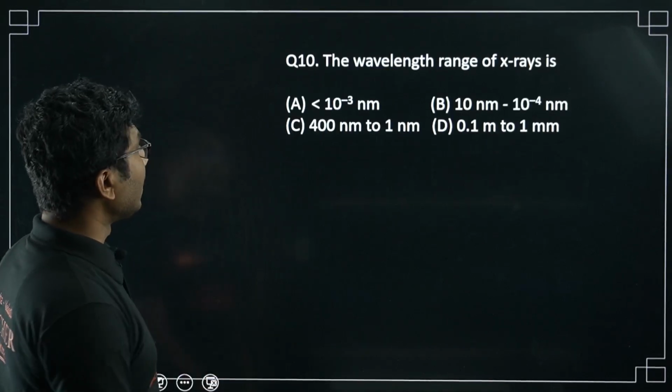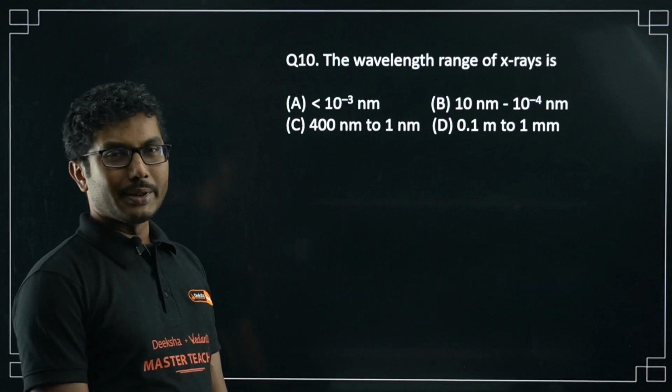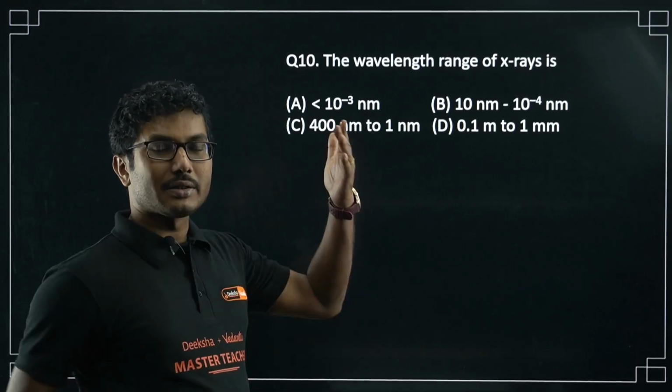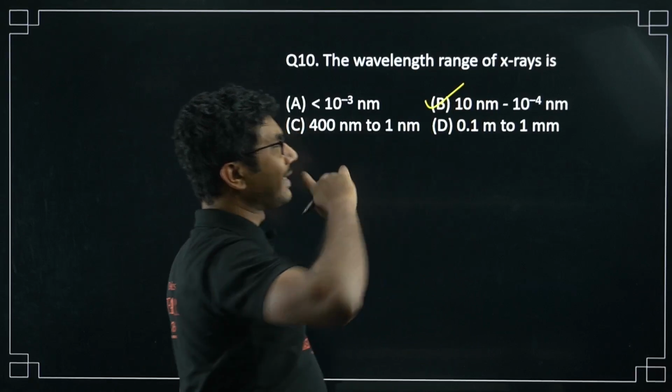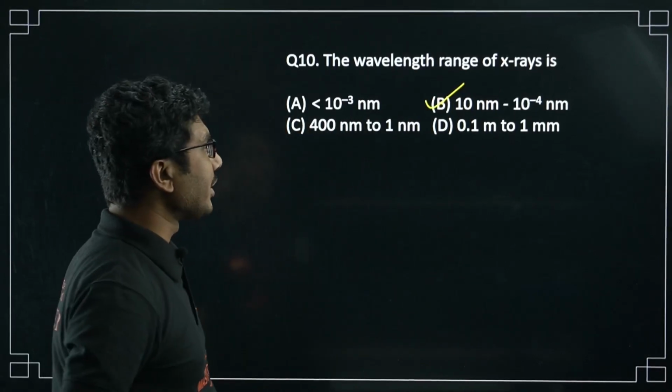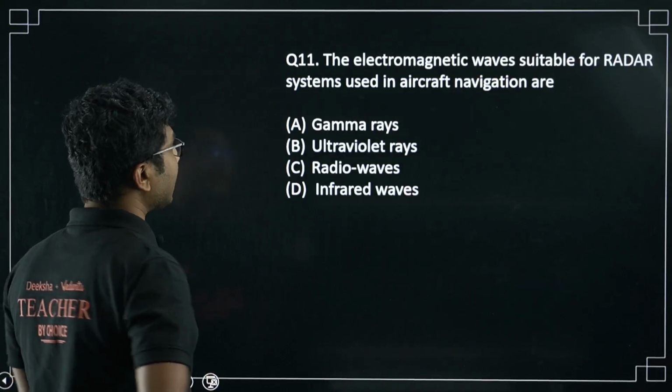Next, move on. The wavelength range of X-rays, you have to remember this answer a little bit. Either you can remember the spectrum diagram or you can remember the numbers. The wavelength range for X-ray is about 10 nanometer to 10 to the power of -4 nanometer. It is given in your NCERT book. You can check that out.